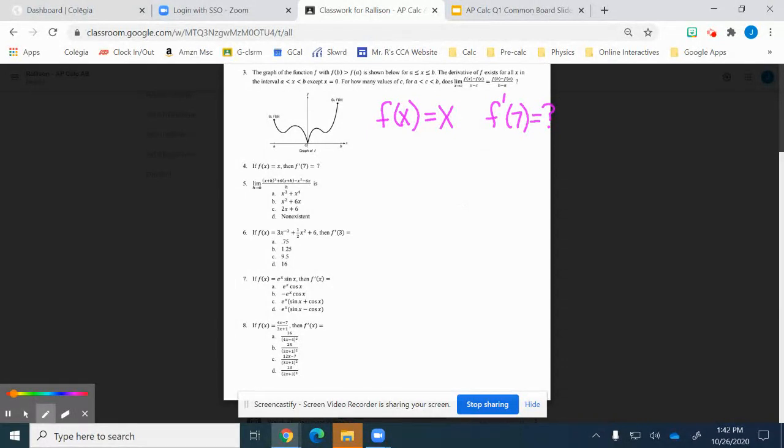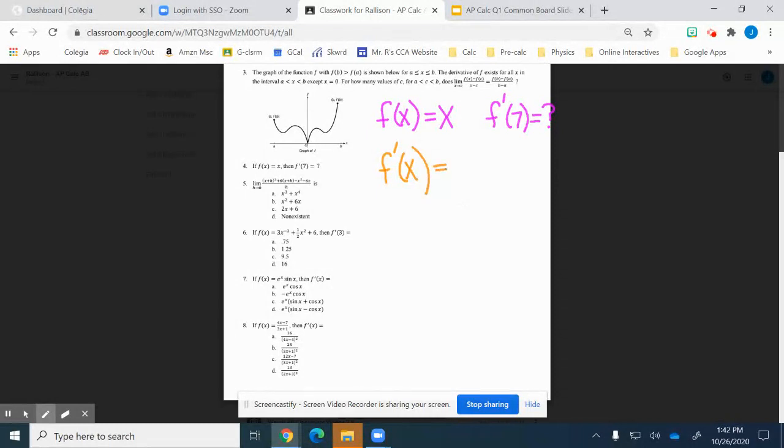So if f of x equals x, f prime of 7 equals what? Let's just do it mathematically. So f prime of x equals what? What's the derivative of x?